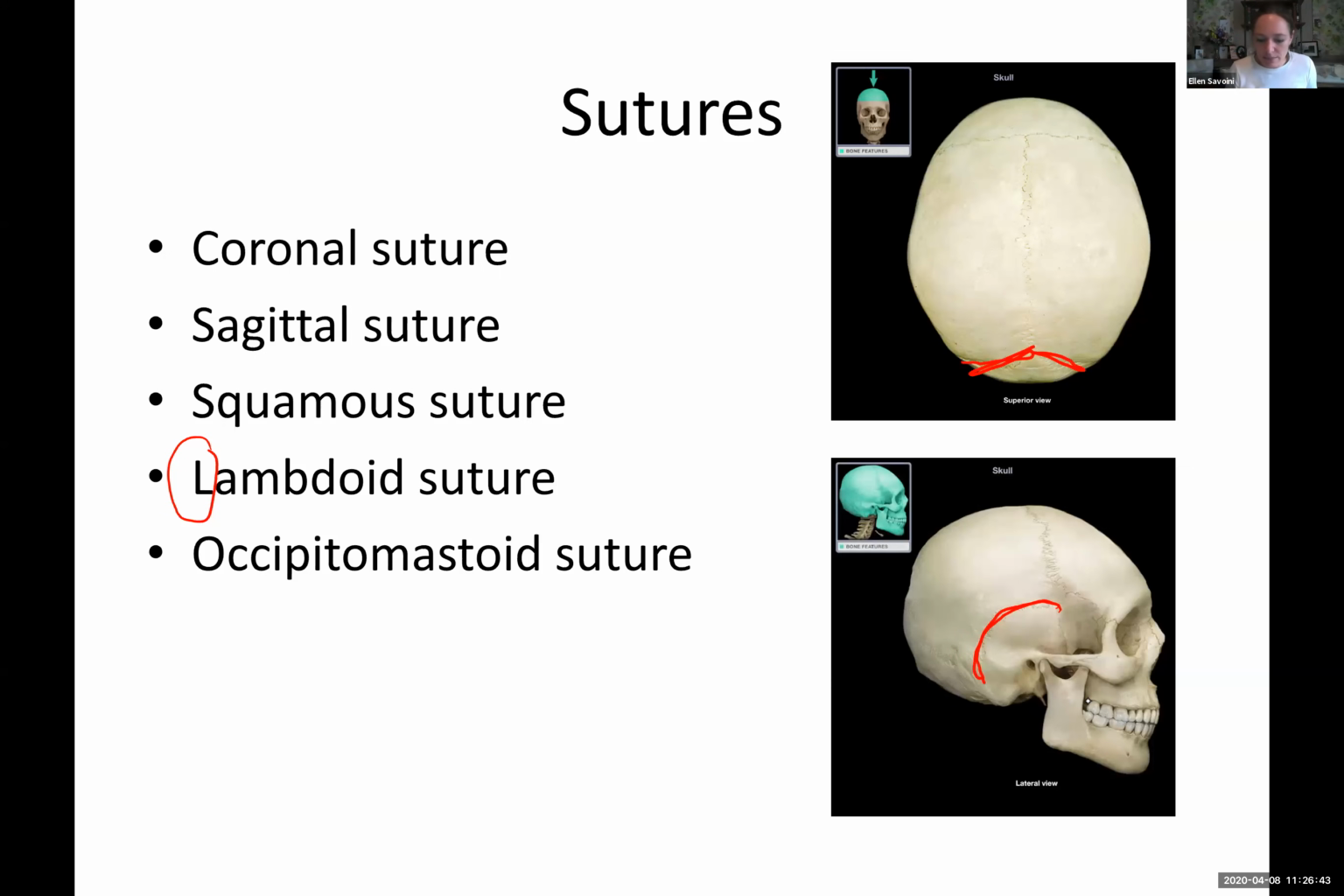And then occipital mastoid, I would be less likely to ask you about that, but I'll still point it out. So the lambdoid comes down here. That's this one. And then occipitomastoid, because it's between the occipital bone and the mastoid process, which we haven't learned yet, which is actually this bump. It's part of the temporal bone. So it's actually a little line here. Let me get rid of that bone. So that's the occipitomastoid suture. It's just the part of the occipital bone that lines up behind there.